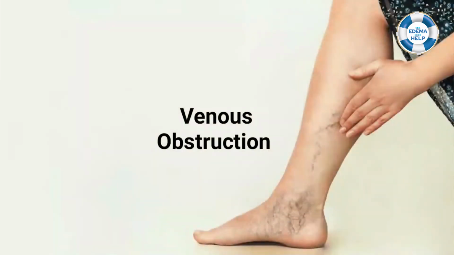First of all, the common thing is that the person can have venous obstruction. So what are veins? Veins are the vessels in our body which carry blood from the whole body toward the heart. Sometimes there is some congestion or blockage in the veins of the feet or legs, and the person can have edema.